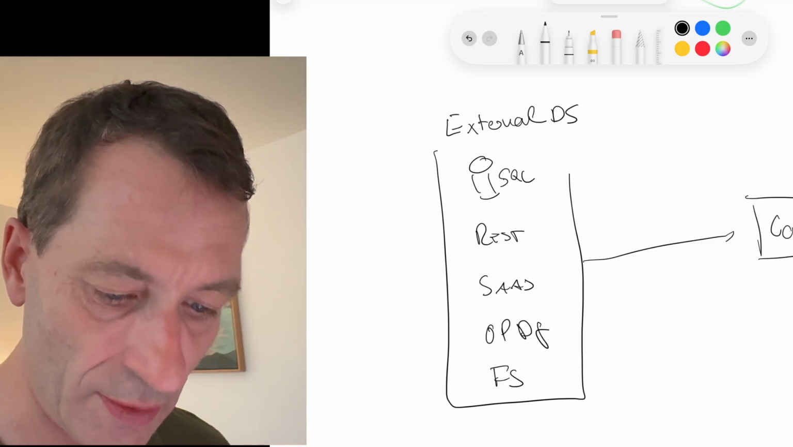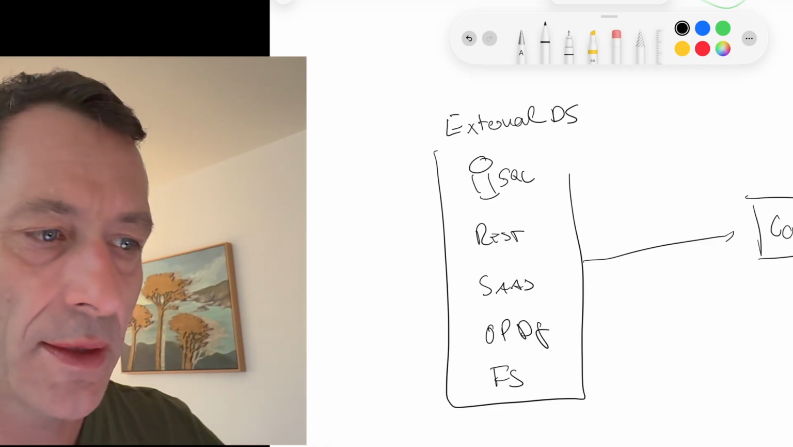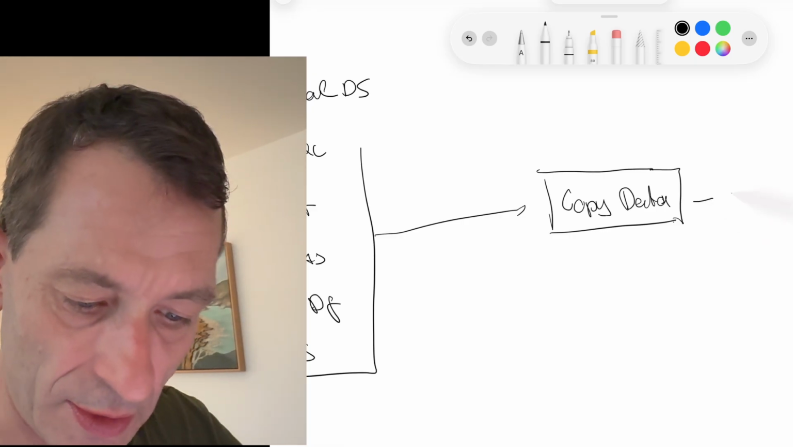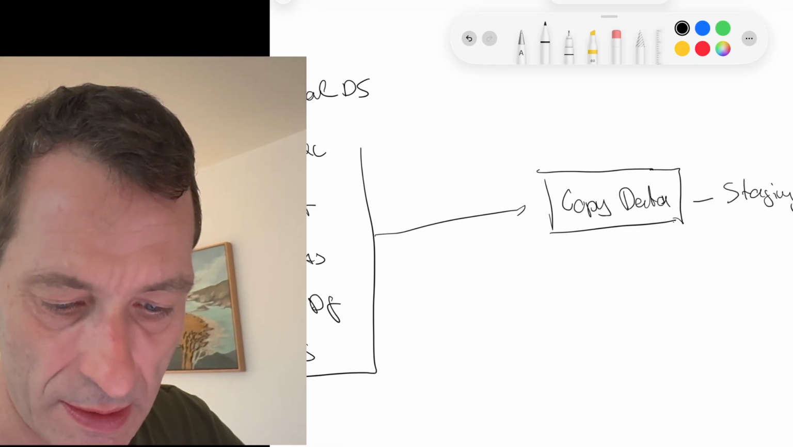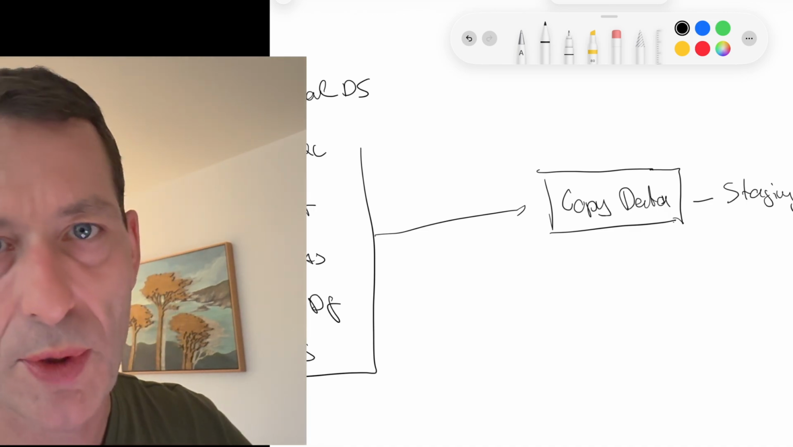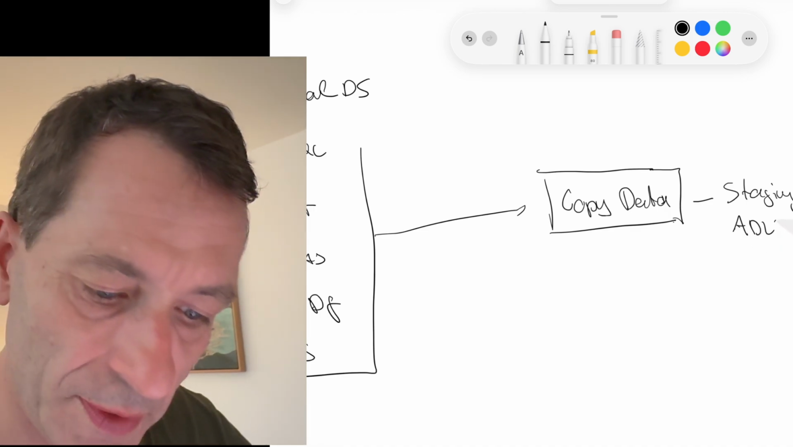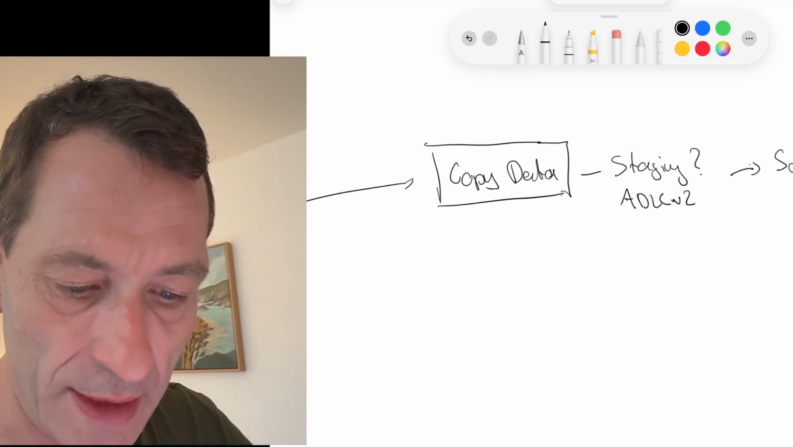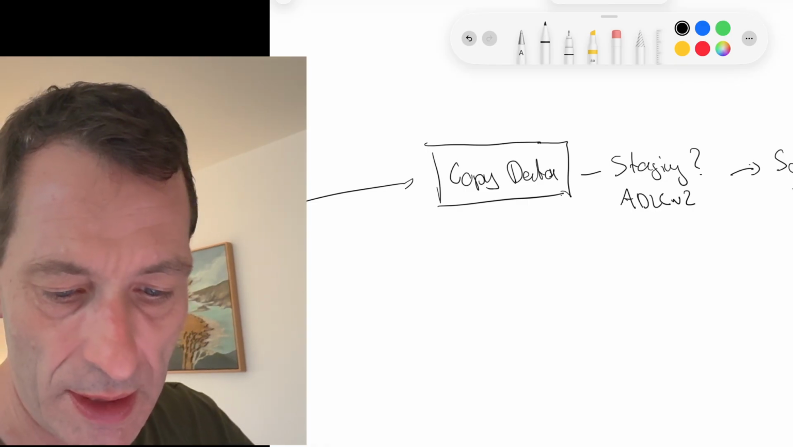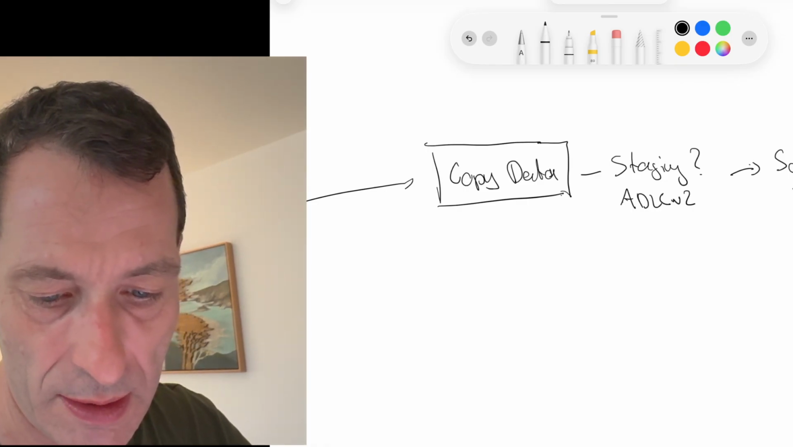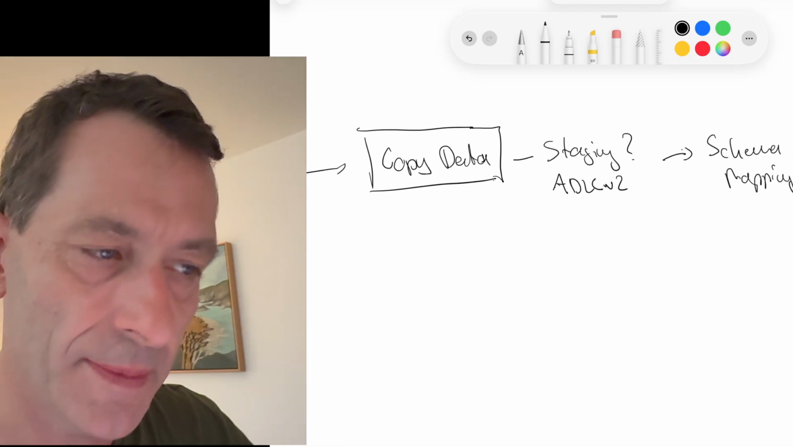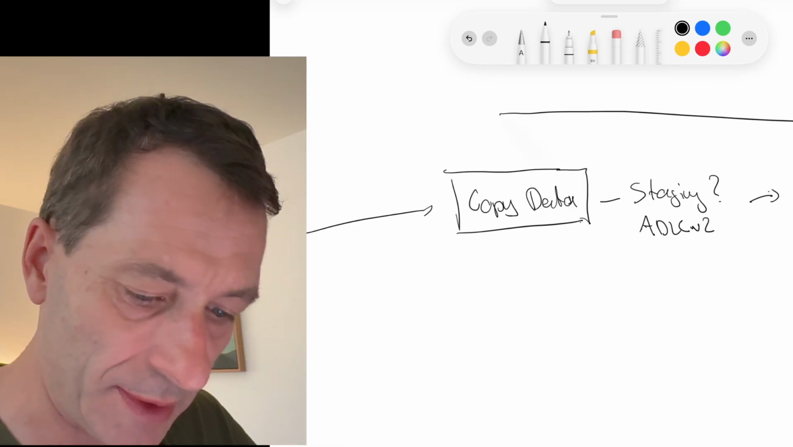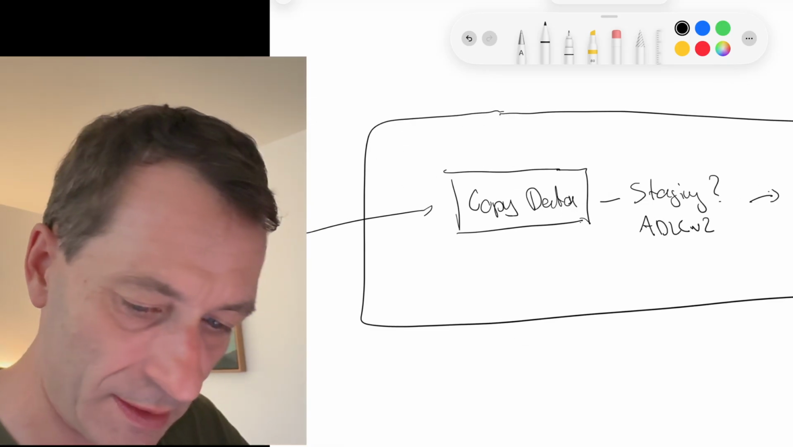So everything leads to our copy data activity, and from that on, it could be that we need some kind of staging area. When we have very complex transformations, that could be then an ADLS V2, for example. We might need some schema mapping, type, and so on, right? To do that. And after all that, this is our pipeline, right? From here on, this is pipeline.